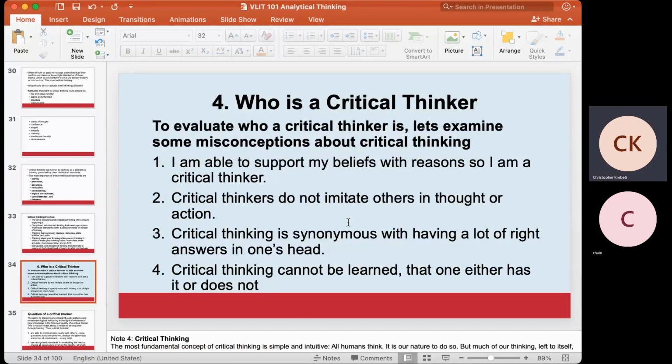Critical thinking cannot be learned, that one either has it or does not have it. It is also not correct. It is a misconception that critical thinking cannot be learned. It is either you have it or not. Why is it a misconception? What about if whatever you think is a fallacy? Then does that make you a critical thinker? Rather, you become mistrusted. Nobody will trust you because of that.